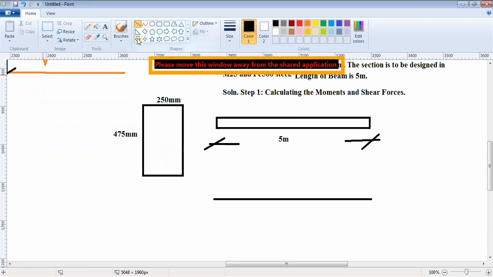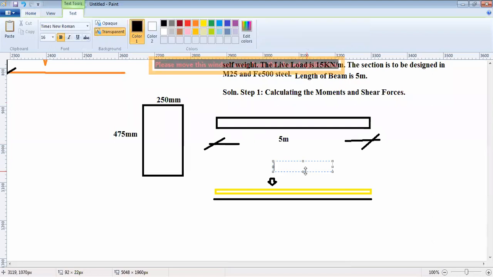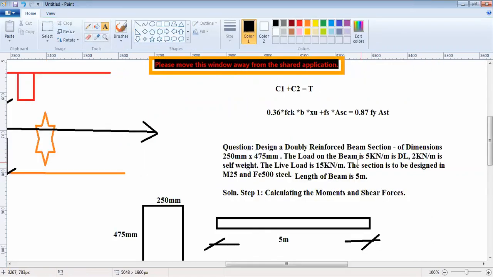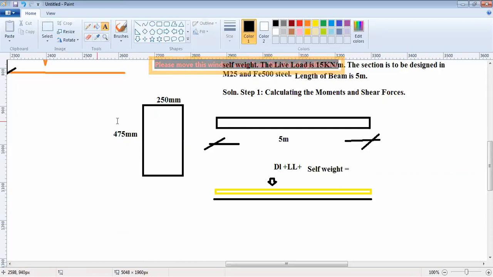What are the loads on this beam? The overall load would be how much? Dead load plus live load plus self weight. We're assuming the self weight here is 2 kilonewton. Or otherwise, you can calculate the self weight of the beam. How can you do that?